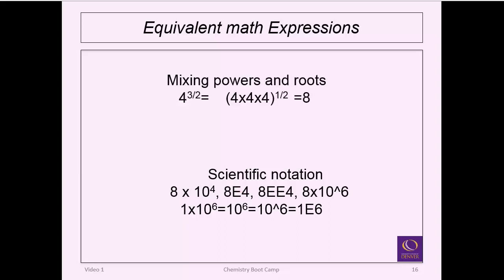Okay, so sometimes you want to mix powers and roots. Here we're raising 4 to the 3rd power, which means 4 times 4 times 4, and then we're going to take the square root of that. 4 times 4 is 16, times 4 again is 64. If you took the square root of it, what times itself makes 64? Well, that's the number 8. So with this fraction notation, you can mix both powers and roots.